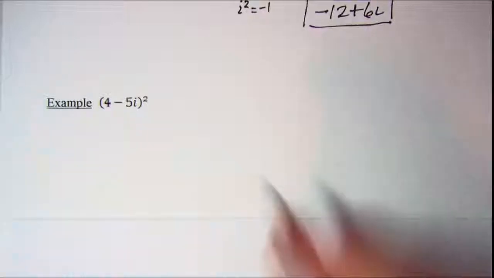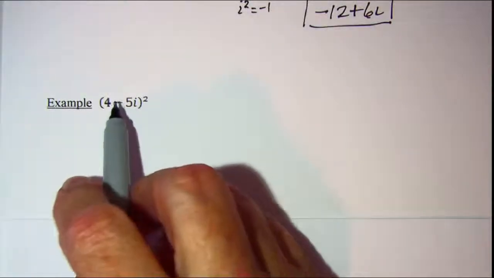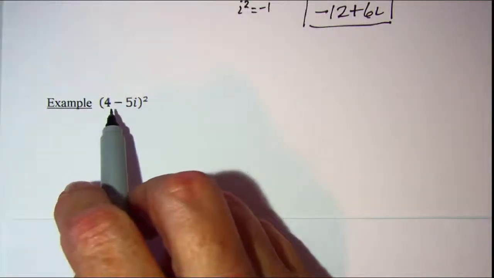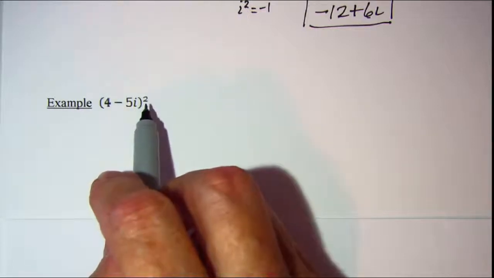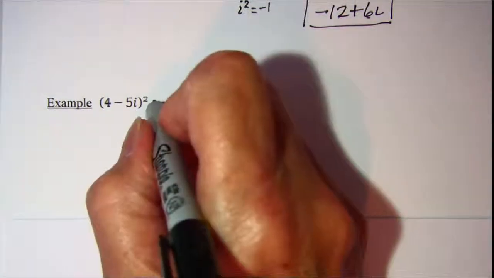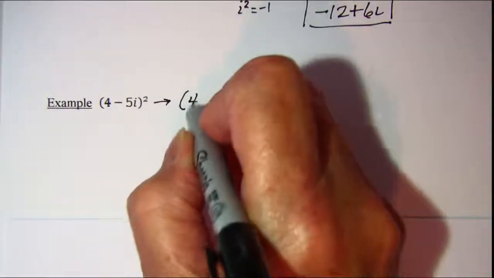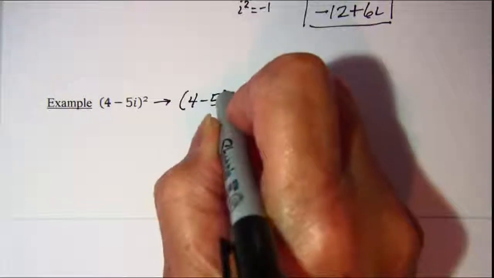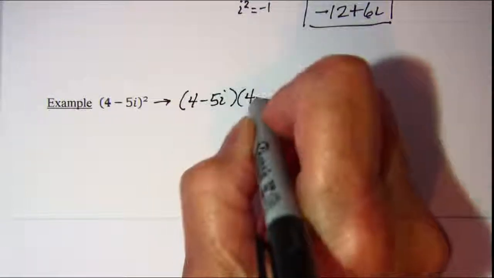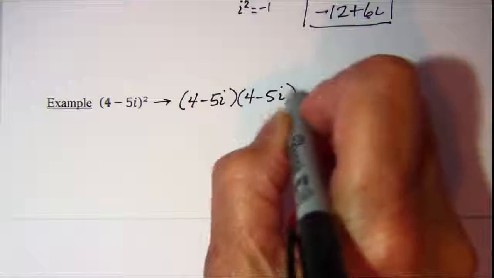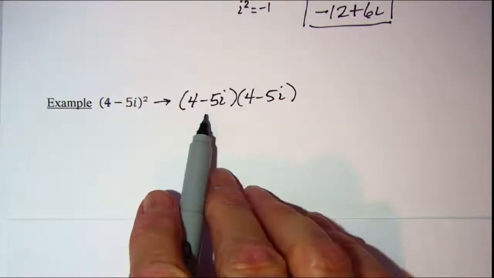Another example. This time we have the complex number 4 minus 5i squared. Now we know that squaring a number means that we multiply it by itself. So I'm going to write this out. 4 minus 5i times 4 minus 5i. Now we can use FOIL on this.